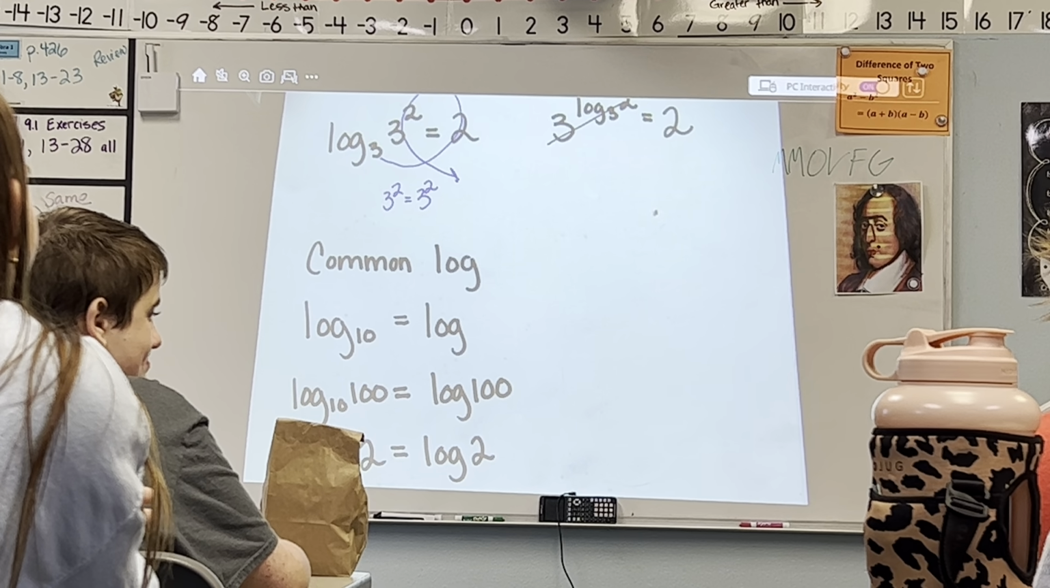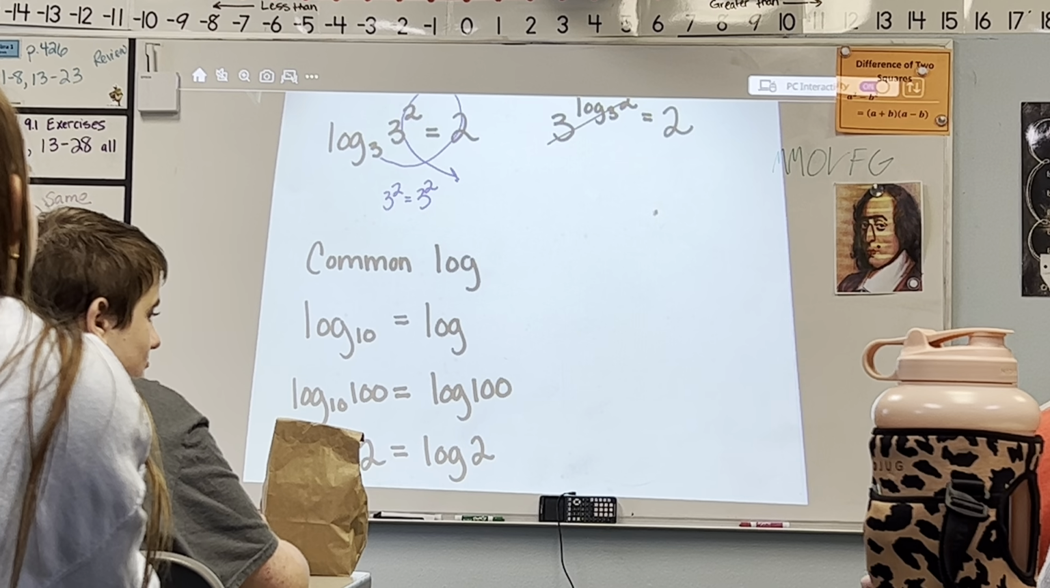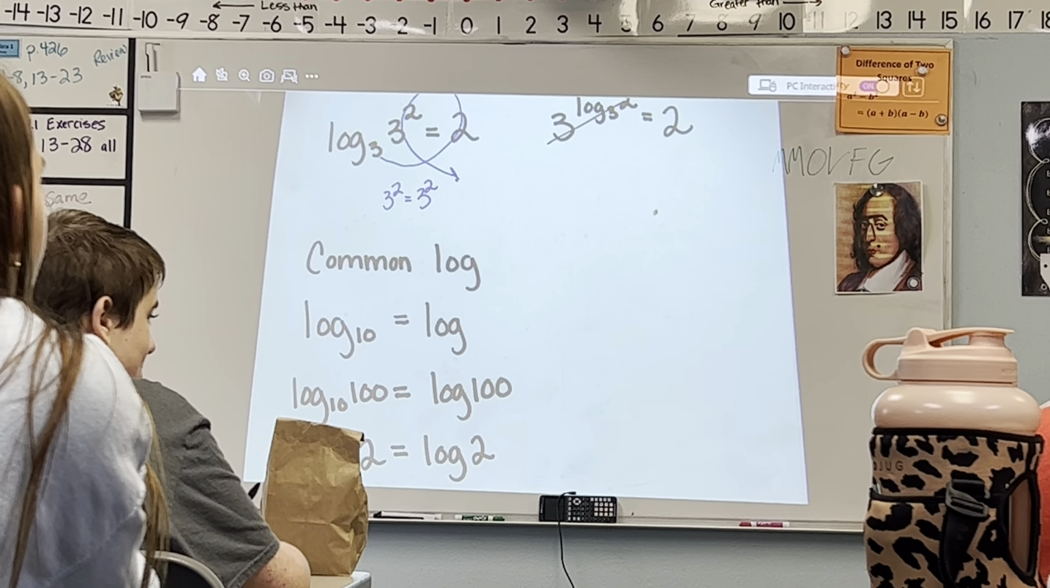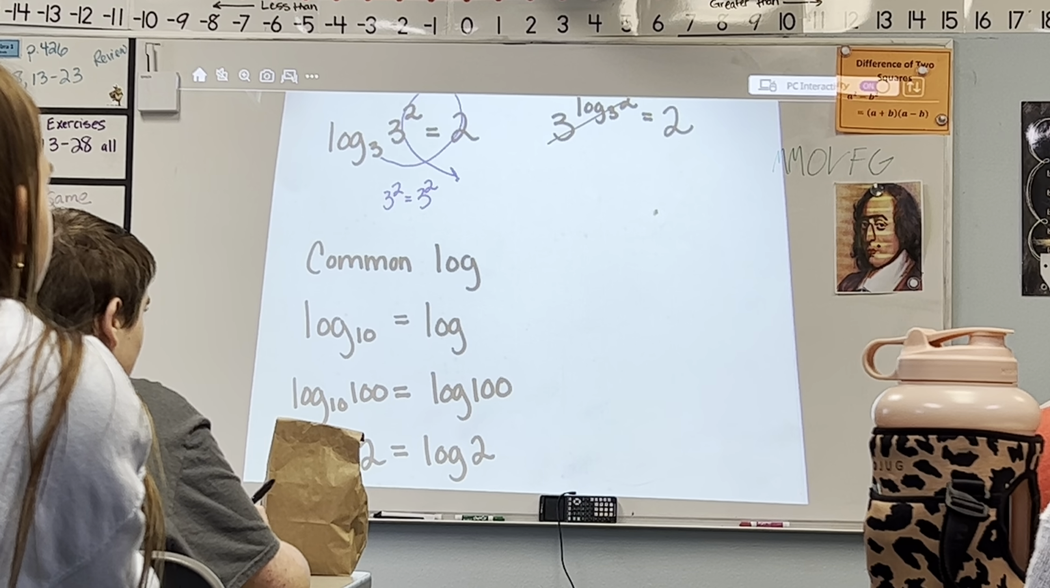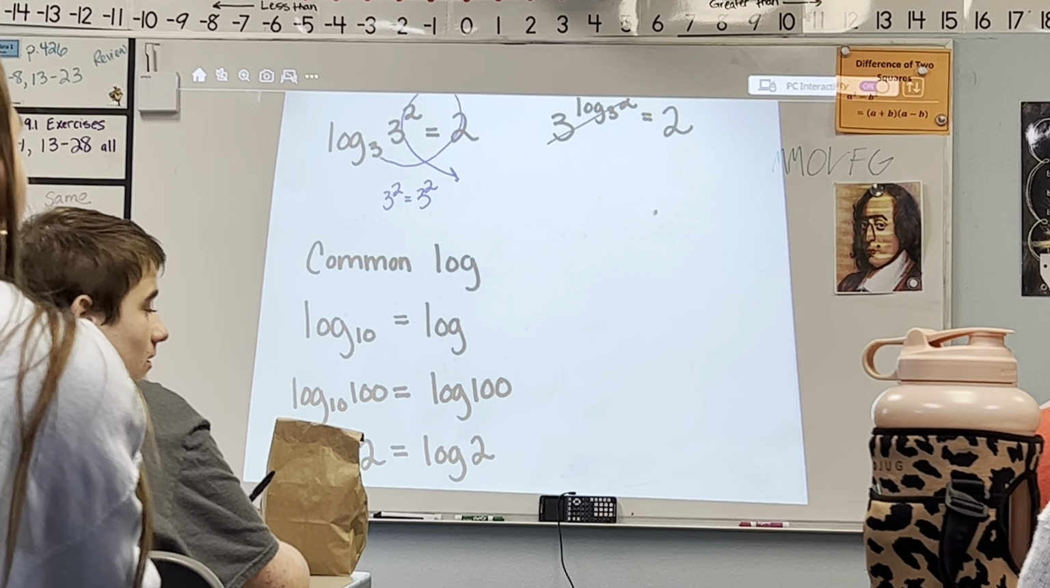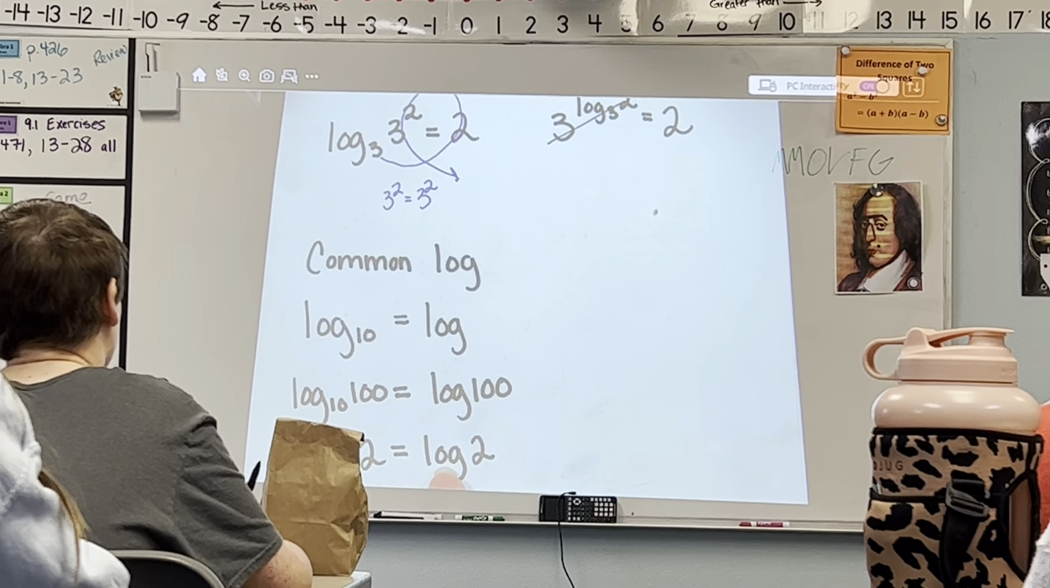Why? It's just a shorthand. It's the common one, the most used one, so it's just like a shorthand. If you just see log with no base, it's base 10. I thought that 10 was the base. It is. Oh, I'm dumb. Never mind, the 10 is the base, so I'm just saying.